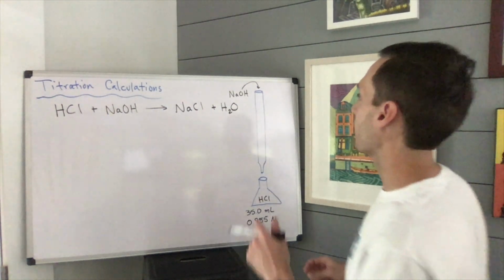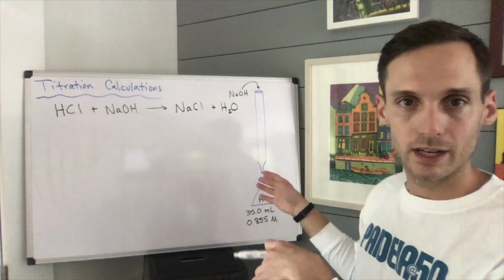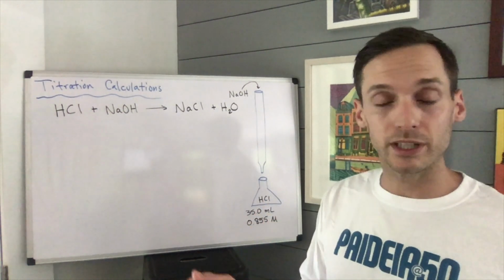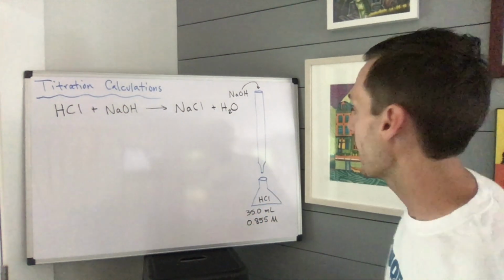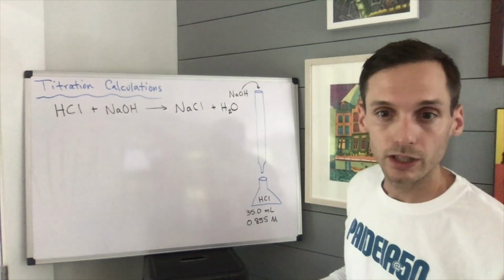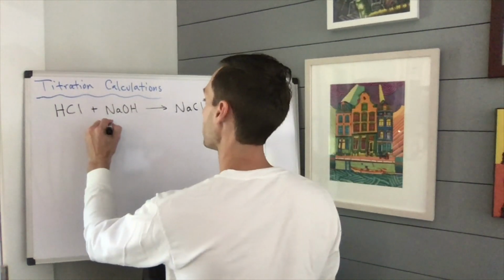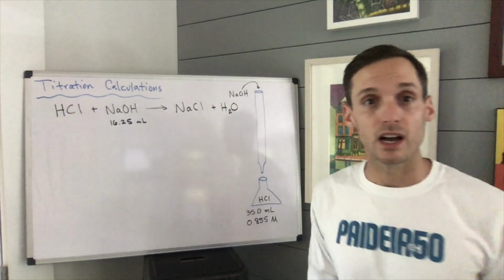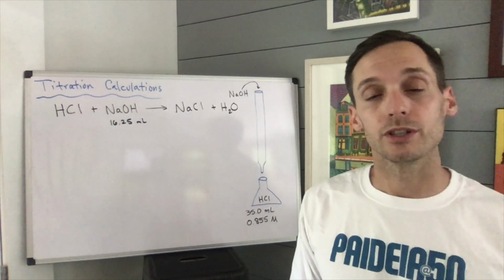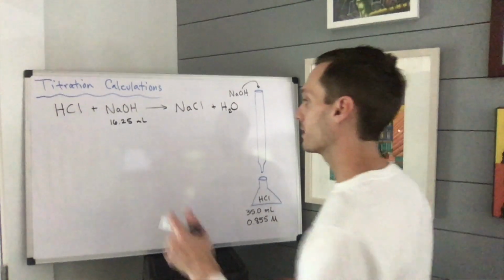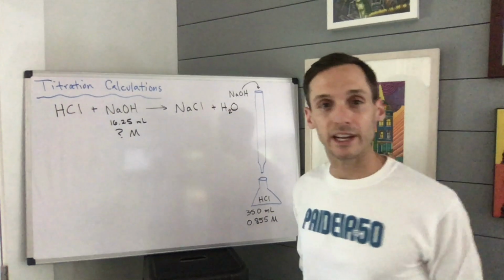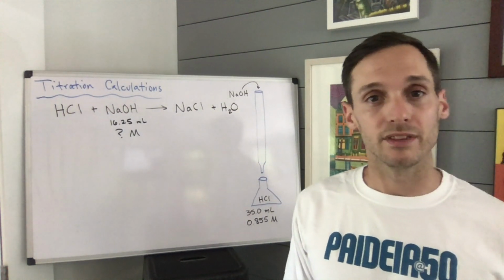All right, now we're going to do this titration, wait till that indicator turns pink. Right when it turns pink, you're done. And it turns out that it took, let's say, 16.25 milliliters of NaOH in order to reach that endpoint, except we just don't know the molarity of this base.